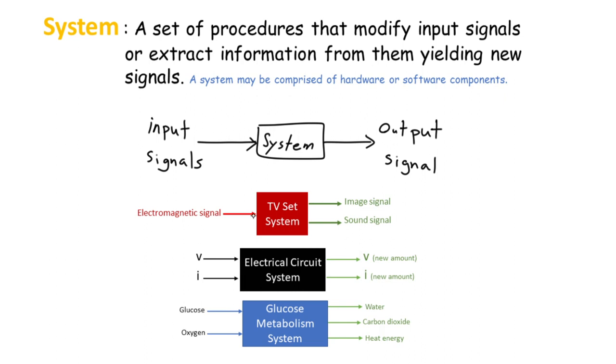For example, a TV set system takes electromagnetic signals as input signals and converts them to image and sound. Or an electrical circuit system takes voltage and current signals as input and converts them to a new amount of voltage and current as outputs. Or a glucose metabolism system takes glucose and oxygen as input signals and converts them to water, carbon dioxide, and heat energy.